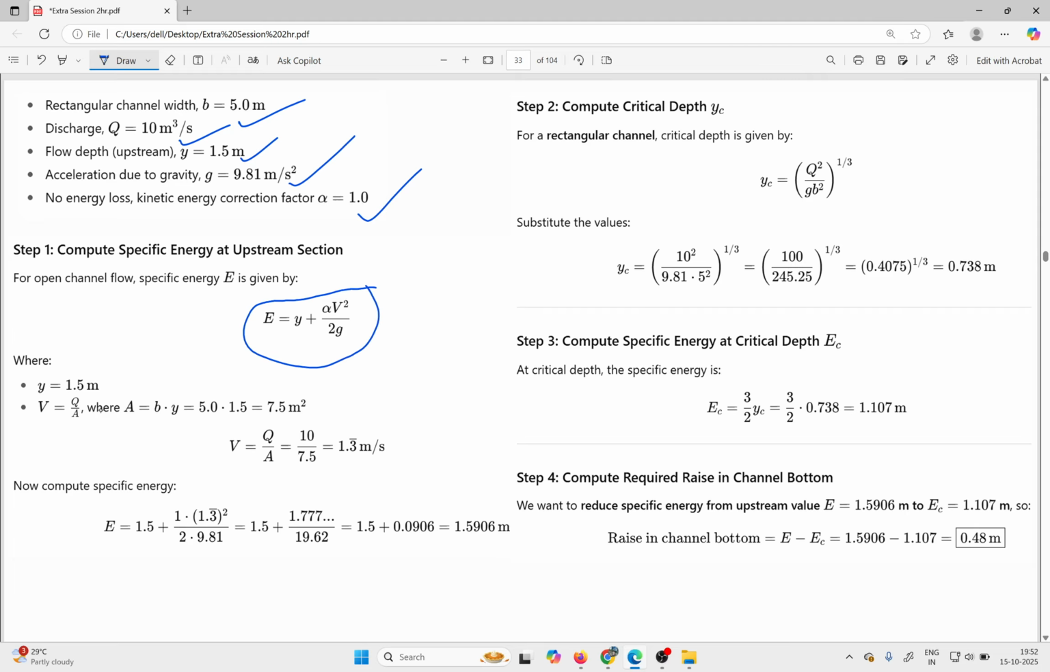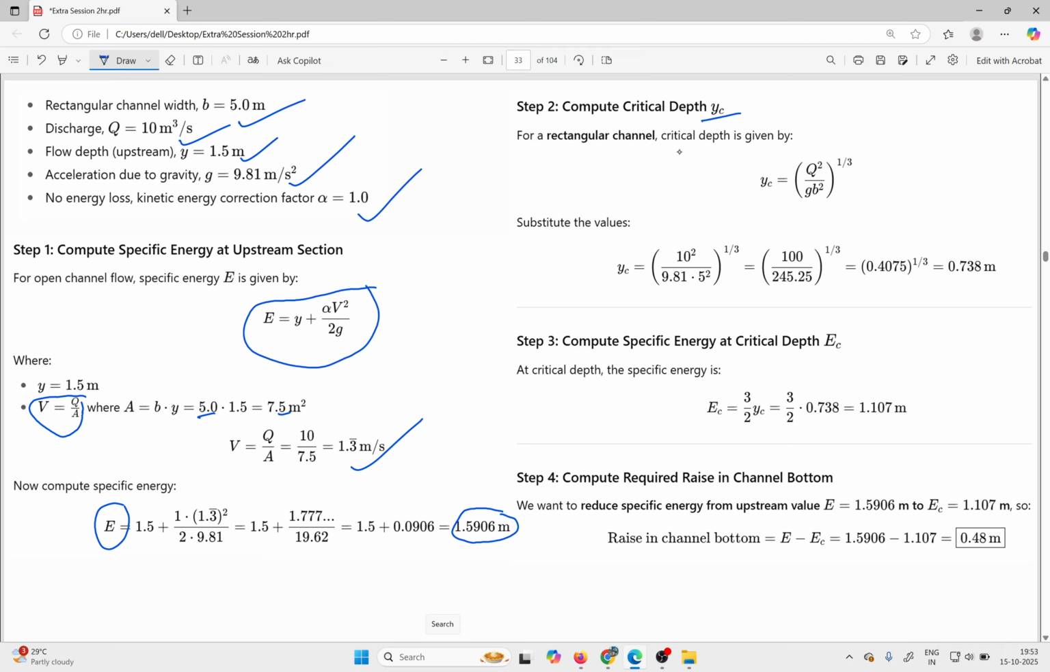This formula. So you have everything here, y is 1.5, and your velocity is equal to discharge by area. So you already have the discharge and area. So you come up with a final velocity of 1.3. So your specific energy at upstream will be 1.59 meter. Now compute the critical depth yc.